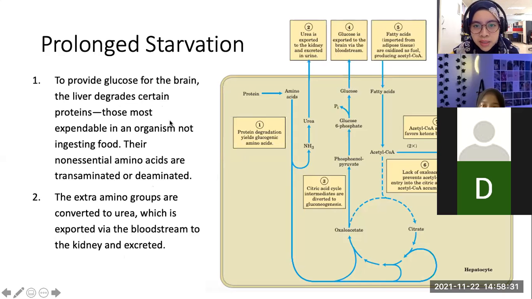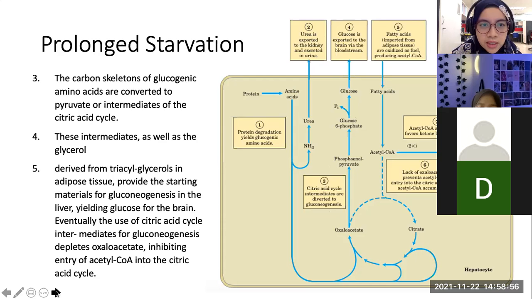So this is how you read this diagram. Point number one is here: protein degradation will yield glucogenic amino acids. Point number two, if there's an extra that is not utilized, it will form a lot of urea, and this urea will be exported to the kidney and excreted in the urine. The carbon skeletons of glucogenic amino acids are converted into pyruvate. These amino acids will then be converted into intermediates of the Krebs cycle, for example.